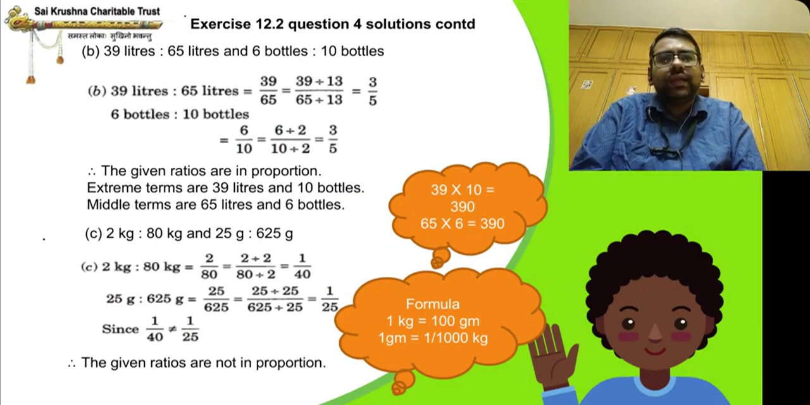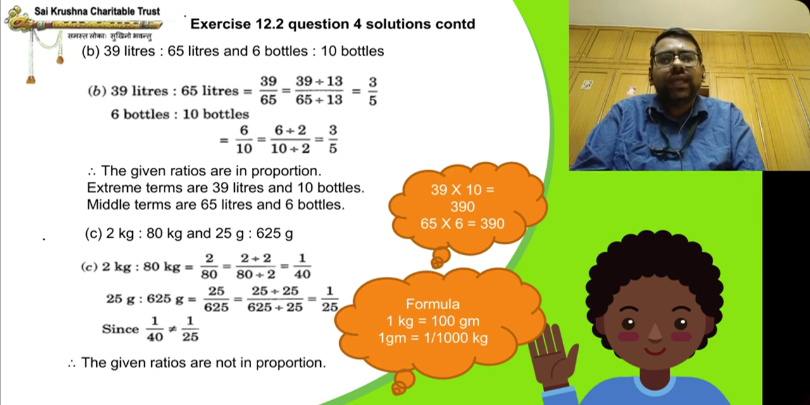Next, B. 39 liters is to 65 liters and 6 bottles is to 10 bottles. Firstly, we'll take 39 is to 65, which can be written as a fraction 39 by 65. We'll divide 39 and 65 by 13 because 13 is the HCF of 39 and 65. We'll get 3 by 5.